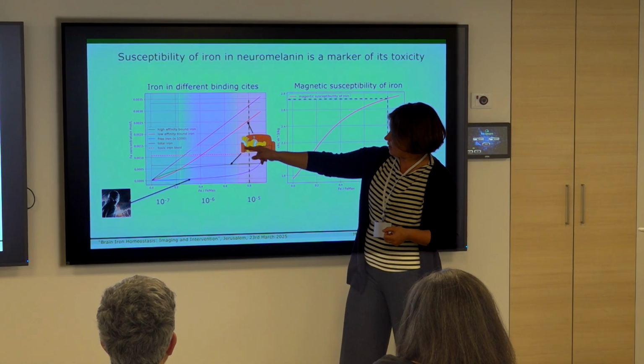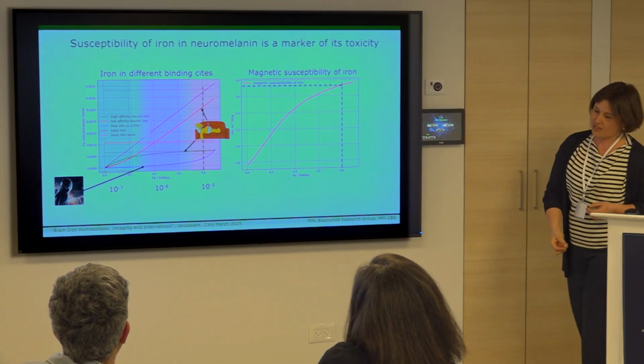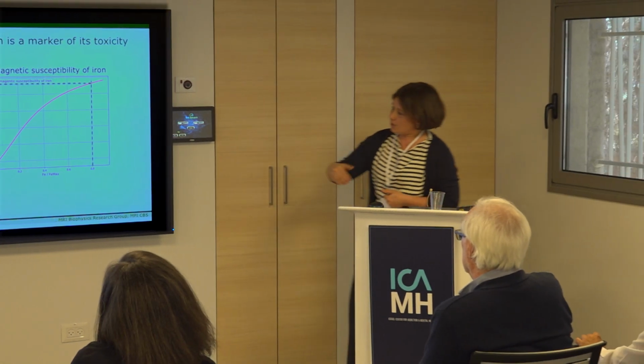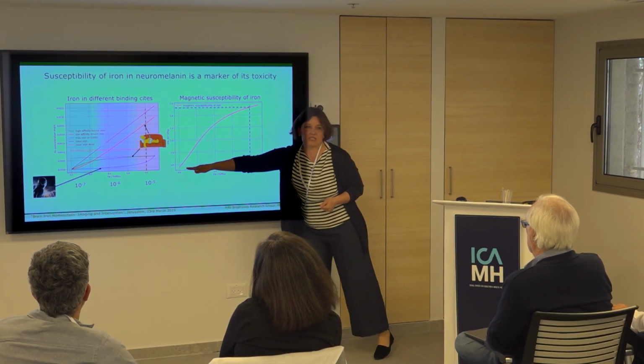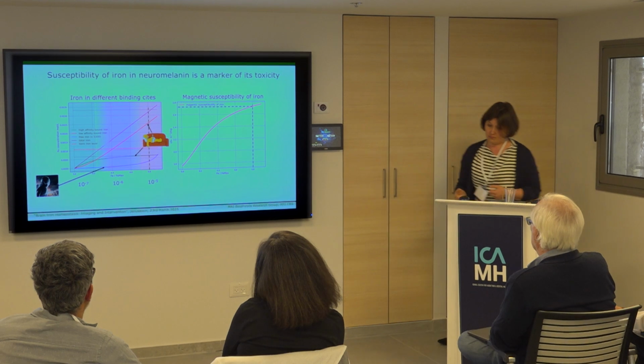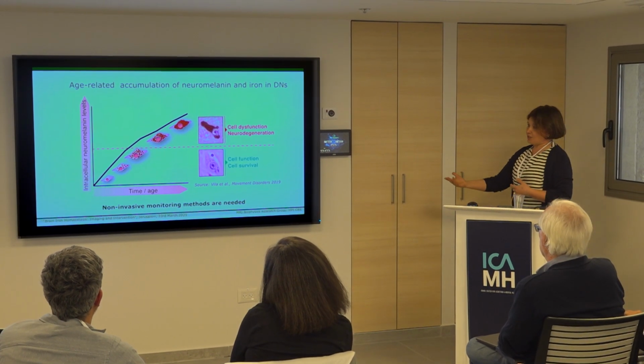And that's interesting because the red, low affinity iron is much more magnetic. So the susceptibility of neuromelanin increases together with its toxicity. Right. So it's a current view.